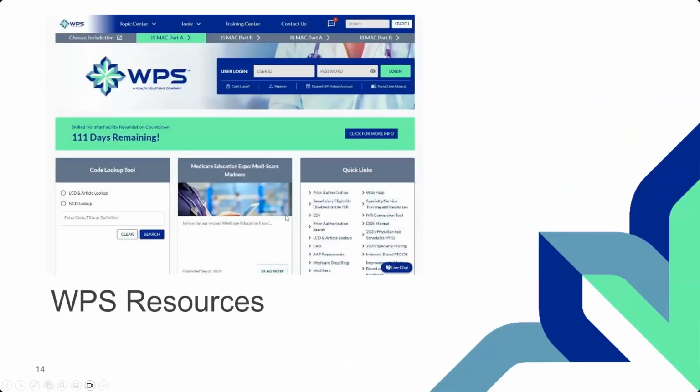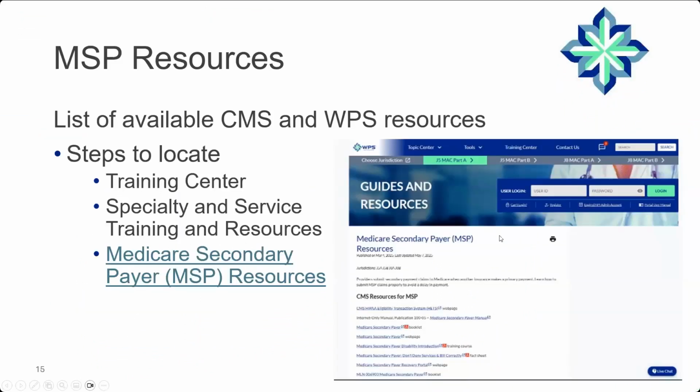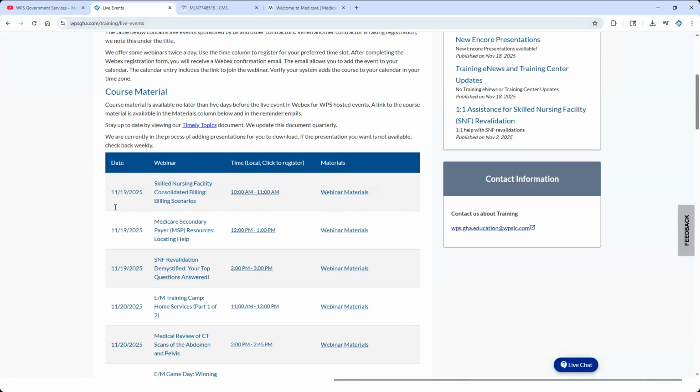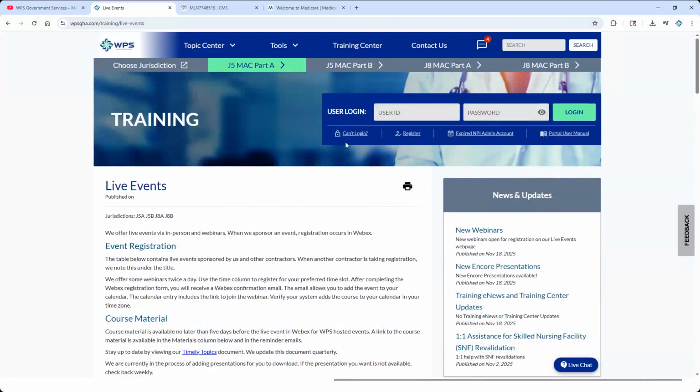Which brings us again to the WPS website. We're going to go through a variety of resources that are available on this website. One of the very first ones that is important for you to know about, that will link you actually to a bunch of those CMS websites, is going to be available for you in the training center right here in the top. So you don't have to go anywhere. You just enter WPSGHA.com, come down, go to the training center.